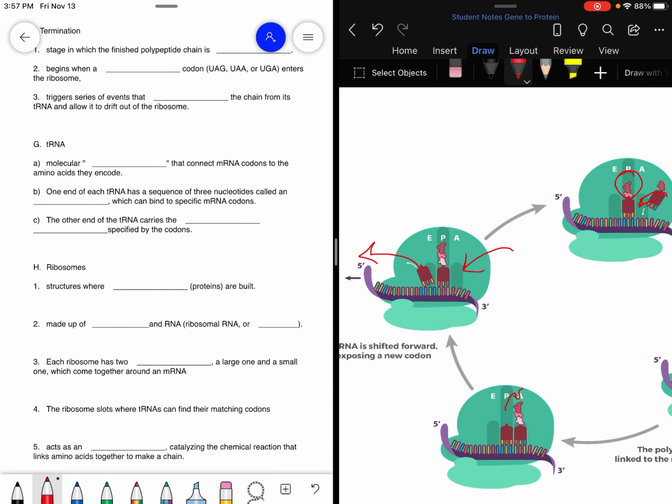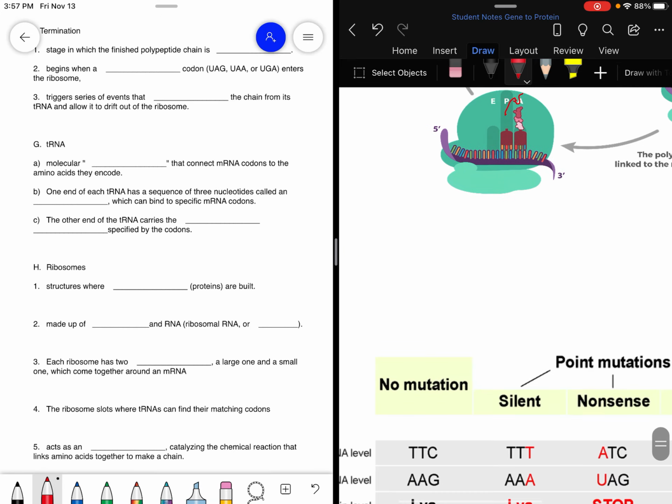tRNA, let's move up here, are molecular quote-unquote bridges that will connect the mRNA codons to the amino acids they encode. One end of each tRNA has a sequence of nucleotides called an anticodon. I talked about those earlier, which can bind to specific mRNA codons. And again, the anticodon is the complement of that. So these are going to mirror the DNA template strand that we made our mRNA strand from in the beginning, only instead of T's, they have U's. And the other end of the tRNA carries the amino acid, which is specified by the codons.